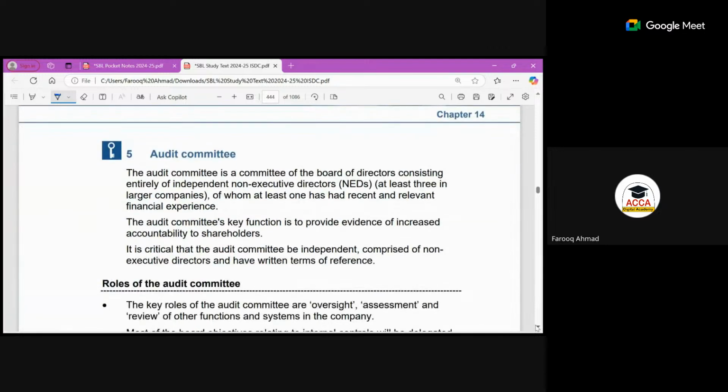Now, audit committee. An audit committee is a committee of the board of directors consisting entirely of independent non-executive directors. So, you are aware of it.